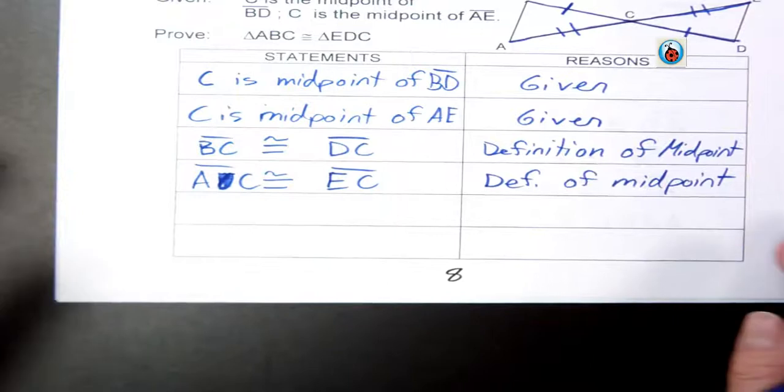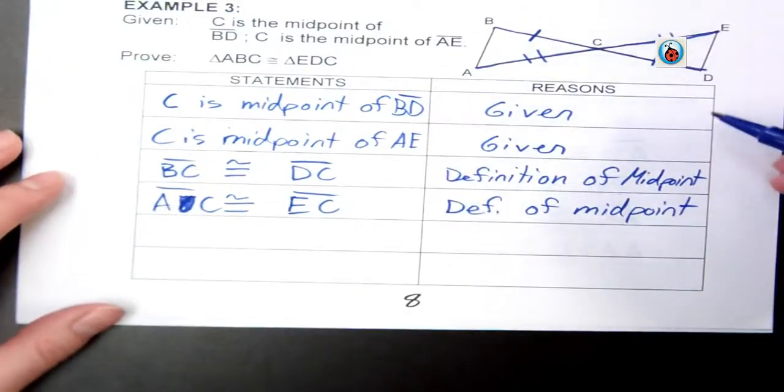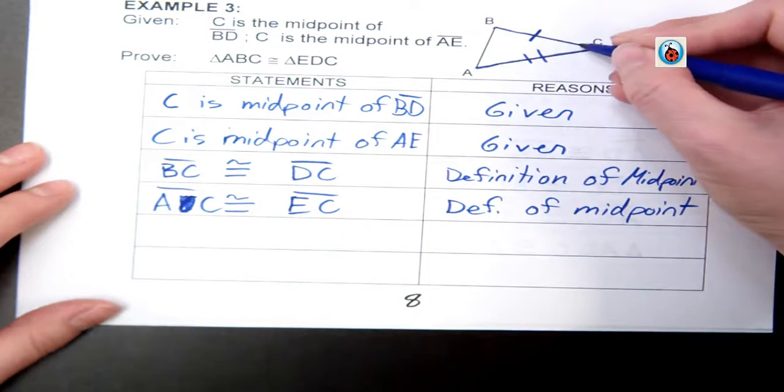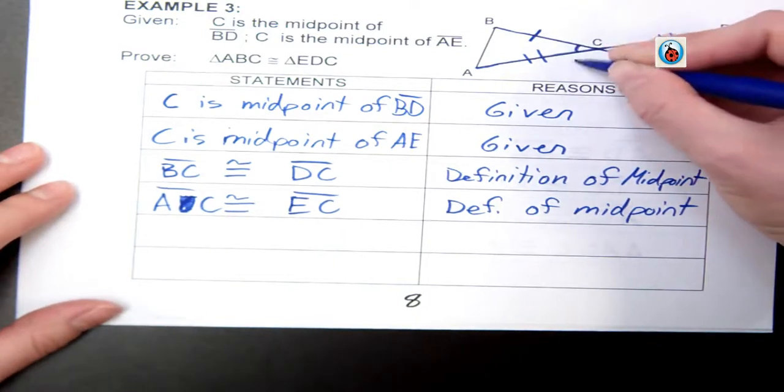And then I need my third thing. I've used up my givens, and so I'm checking for vertical and reflexive. Can you find what it is on your paper? And if you found the vertical angles in the middle here, you are correct.